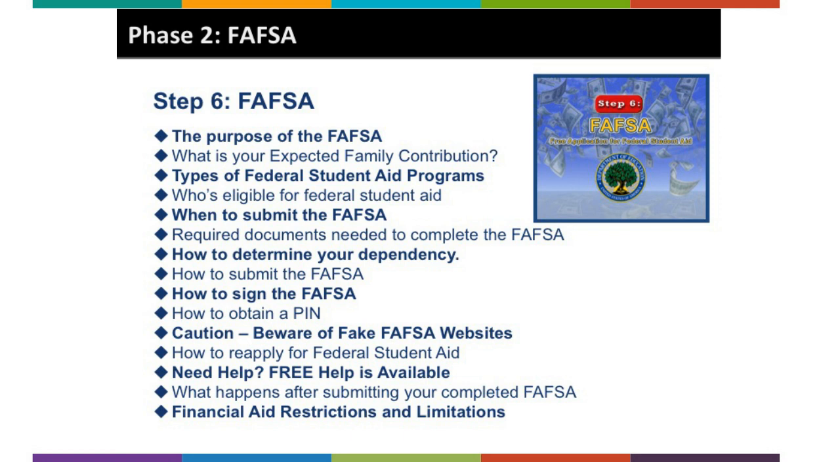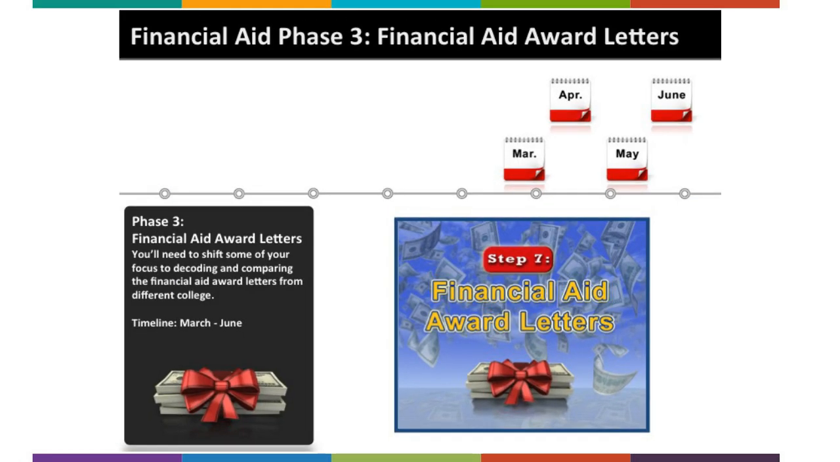And finally, we'll start Phase 3, Financial Aid Award Letters. In Phase 3, Financial Aid Award Letters, you'll need to shift some of your focus to decoding and comparing the financial aid award letters that you will receive from the colleges that accepted you for admission. Phase 3 will also help you and your parents determine how much college is really going to cost you for one school year. There is one interactive financial aid lesson in Phase 3, which is Step 7, Financial Aid Award Letters. The typical timeline for Phase 3 ranges from March through June.